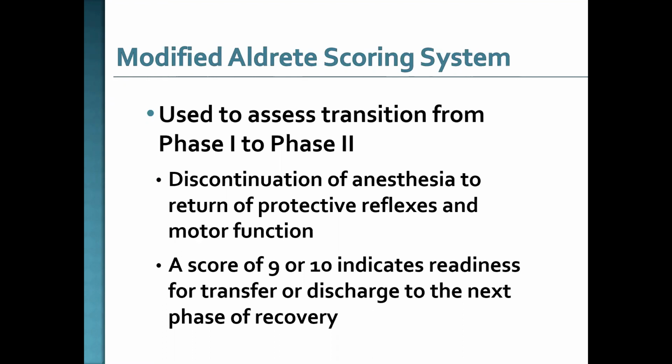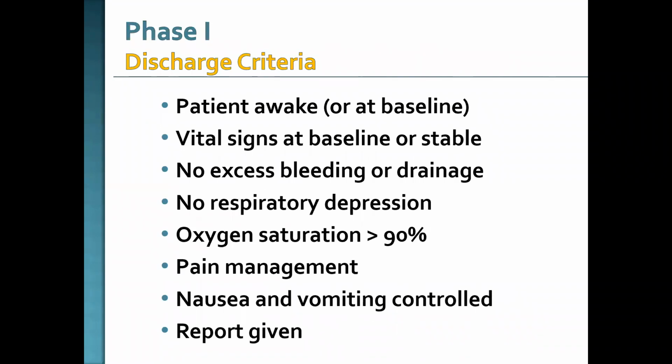So when using the scoring system, it takes into consideration the patient's consciousness, their activity level, respirations, oxygenation, and circulation status. A score of 9 or 10 indicates readiness for transfer. Some institutions may accept a score of 8. Upon meeting specific criteria, patients are transferred from phase 1 to phase 2 care.